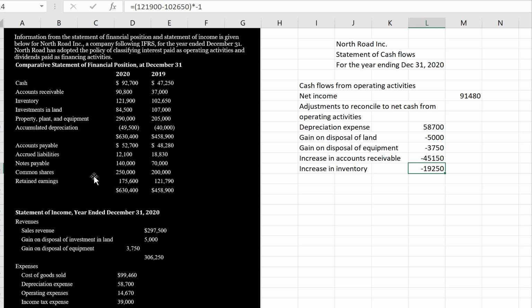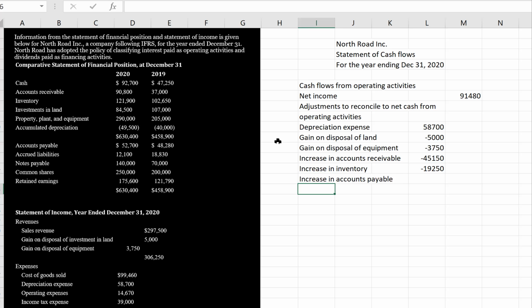So let's turn our attention to the liabilities. What current liabilities do I have? Well, it looks like I've got accounts payable and accrued liabilities here, because notes payable is a long-term liability. So let's deal with the changes there. Did accounts payable increase or decrease? Well, it was 48,280, and now it's 52,700. So it increased. So I'm going to have an increase in accounts payable.